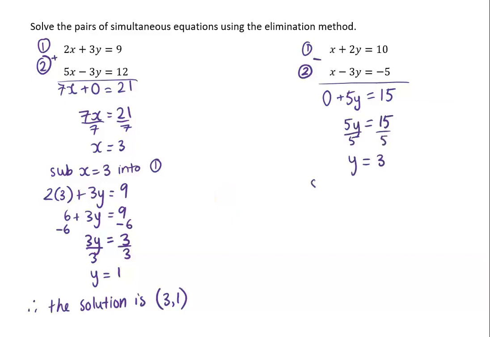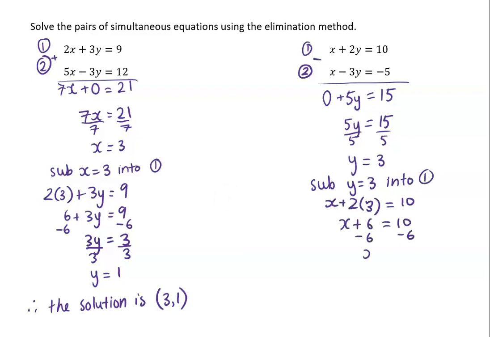And so now, once again, we substitute that value, y equals 3, into one of the equations, whichever one you prefer. Let's do equation number 1. And we have x plus 2y, y is 3, equals 10. Or x plus 6 equals 10. So we subtract 6 from both sides, and we're left with x equals 4. So we can write our solution. Therefore, the solution is x variable first, 4, 3.